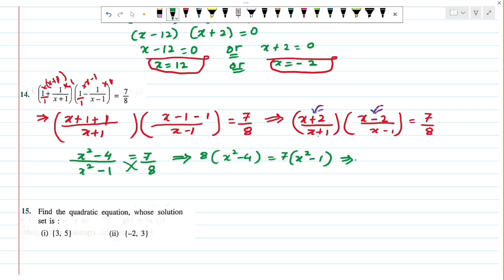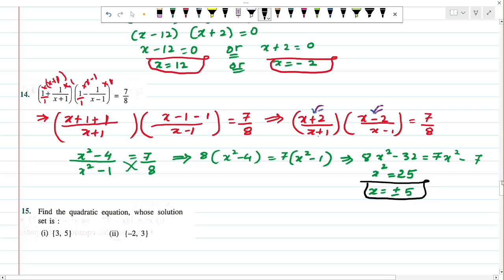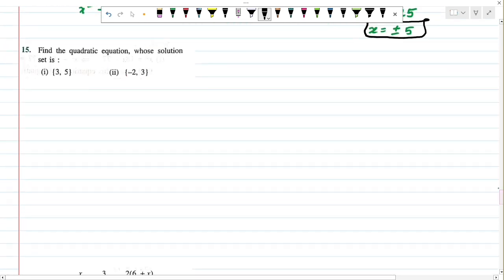So I'll write this as 8x square minus 32, which is equal to 7x square minus 7. So I'll write it as x square: 8x square minus 7x square is x square, which is equal to plus 32 minus 7, it becomes 25. So x square is 25, and hence x is equal to plus or minus 5. So I'll get x is equal to plus or minus 5 for the 14th question. I hope this is clear for everyone. So now I'll move to the 15th question.